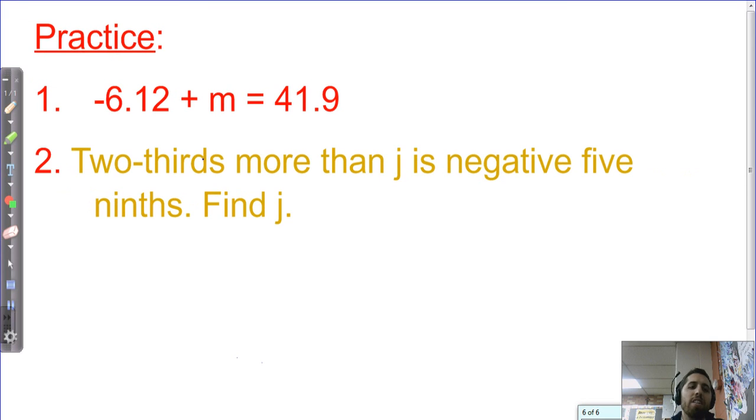Here they are. First one is negative 6 12/100 plus m is equal to 41 9/10. So find out what m must be equal to. Remember your decimal rules. And the second one is 2/3 more than j is negative 5/9. Find j. So you're going to need to be able to write that as an equation and then solve for the value of j. Good luck.